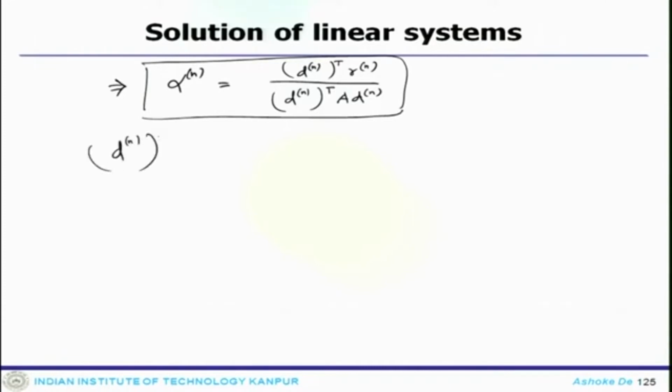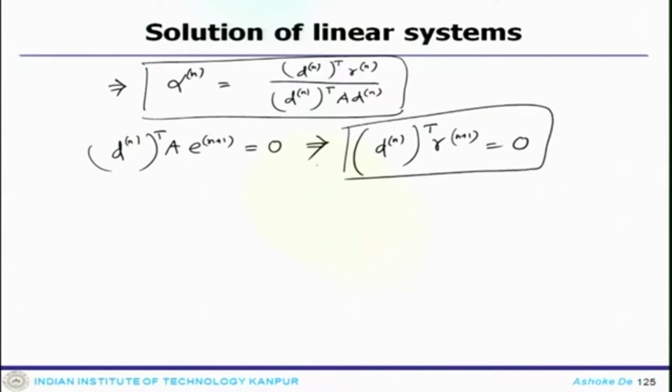So, this requirement also implies that dn transpose A error function at n plus 1 is 0, which is nothing but dn transpose R n plus 1 equals to 0. So, if the search directions are known, that means d0, d1, d2, dn, then alpha n can be straightaway calculated. Now, the task is to find out the search direction. So, once we know the search direction, then alpha n can be calculated.